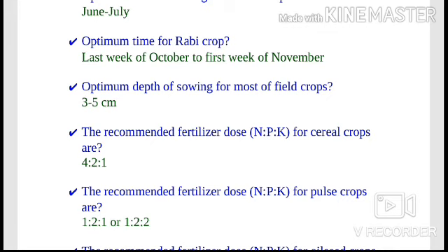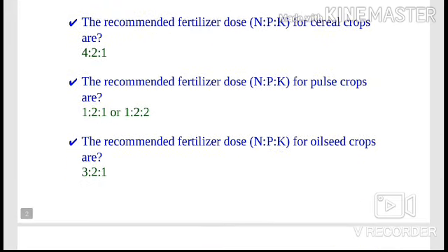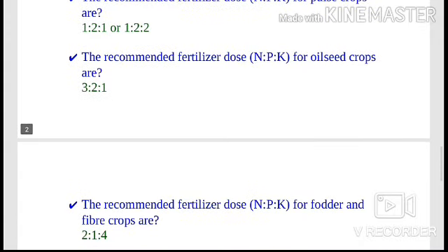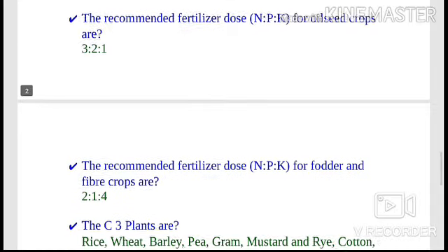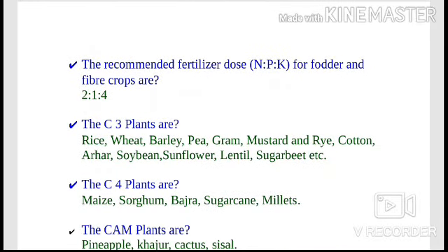Next point is the recommended fertilizer dose NPK for cereal crops is 4:2:1. Next point is the recommended fertilizer dose NPK for pulse crops is 1:2:1 or sometimes 1:2:2. Next is the recommended fertilizer dose NPK for oilseed crops is 3:2:1. The next point is the recommended fertilizer dose NPK for fodder and fiber crops is 2:1:4.